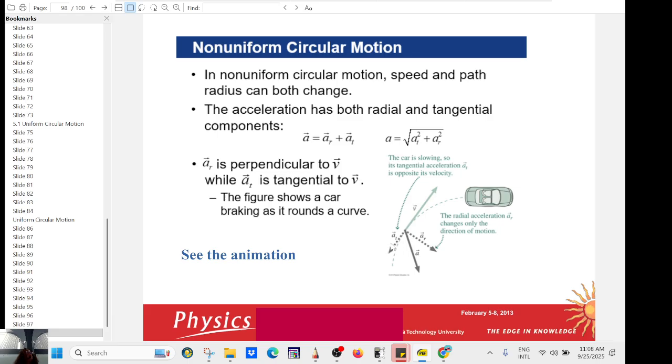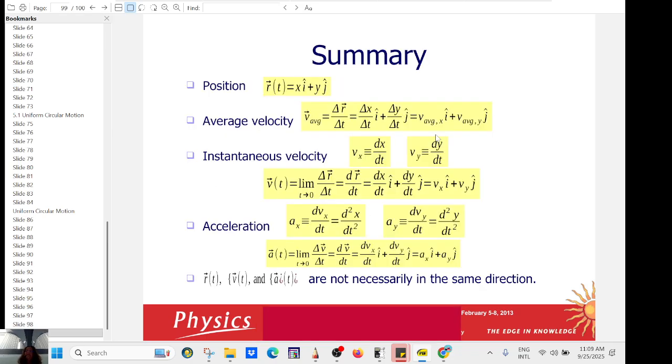Because this force, acceleration is a force, is opposing the velocity. So it's slowing the car down, and this component here is helping it make the turn. Otherwise, off tangent it goes. So the acceleration has two components. You can use a vector sum, and for the magnitude you use the Pythagorean theorem. In engineering, for example, they use a lot of these concepts.